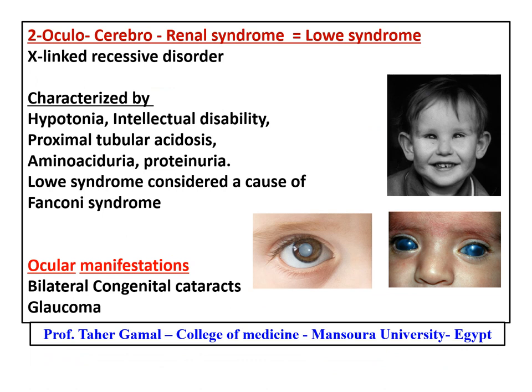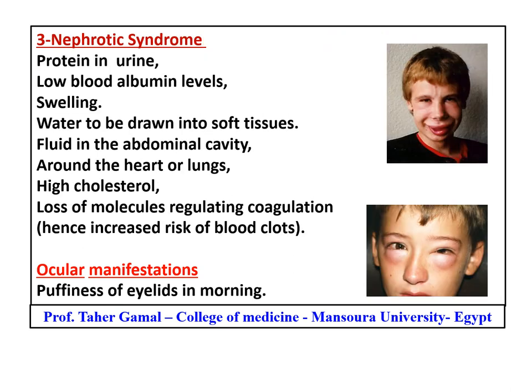Other renal disorders are oculocerebrorenal syndrome or Lowe syndrome. It's an X-linked recessive disorder characterized by hypotonia, intellectual disability, proximal tubular acidosis, aminoaciduria, proteinuria. Lowe syndrome is considered a cause of Fanconi syndrome. The ocular manifestation of Lowe syndrome are bilateral congenital cataract and secondary glaucoma.